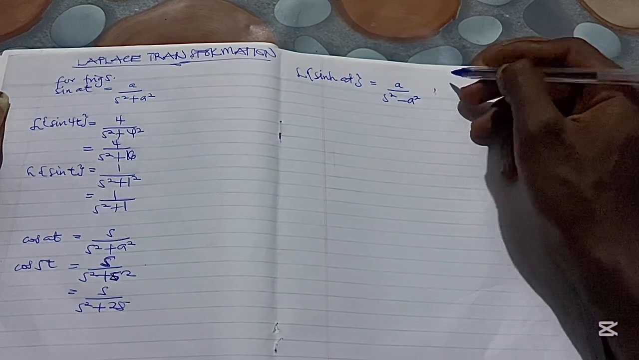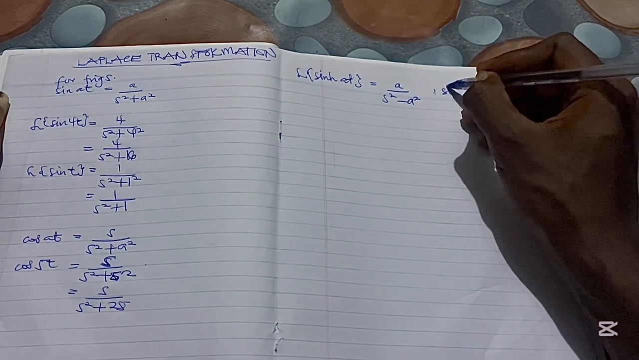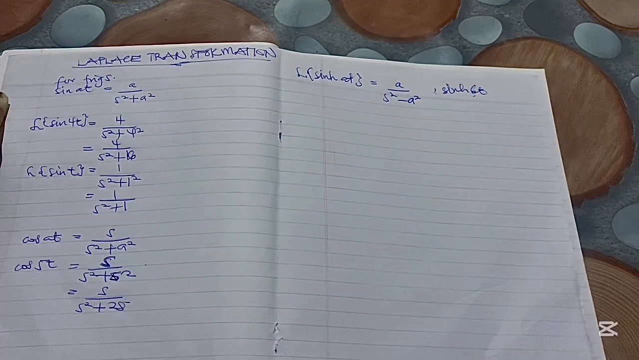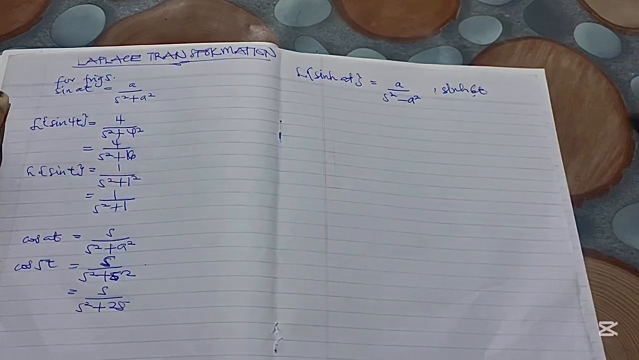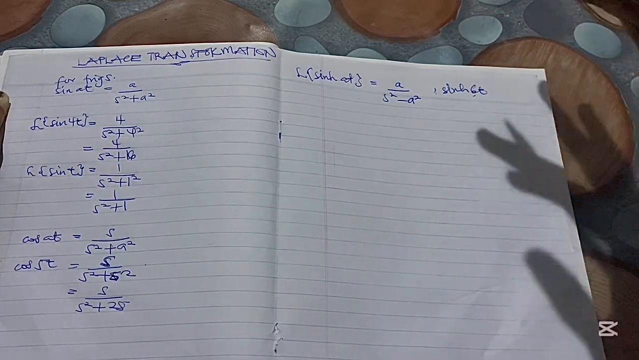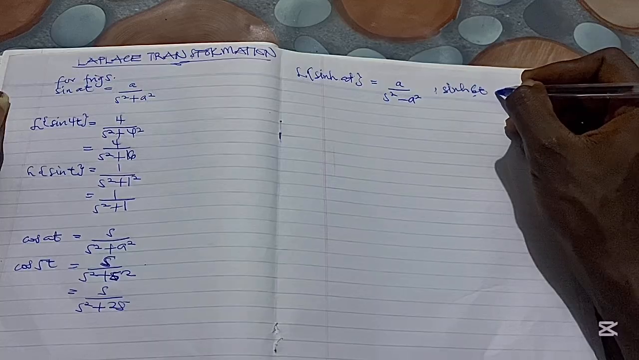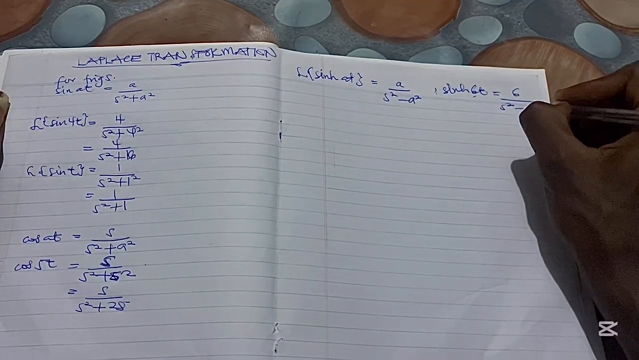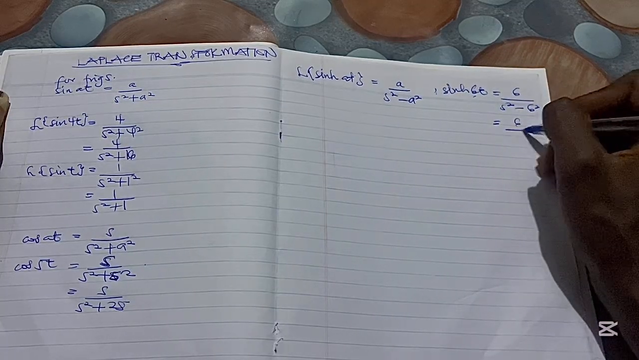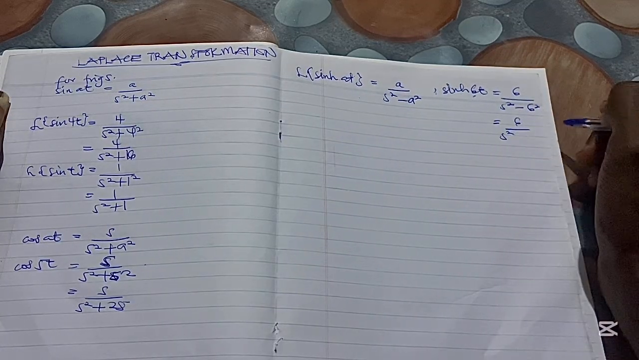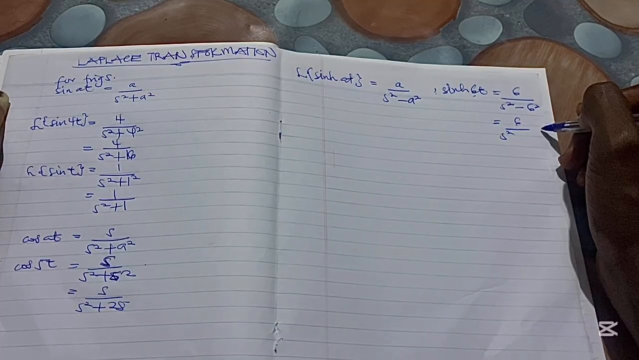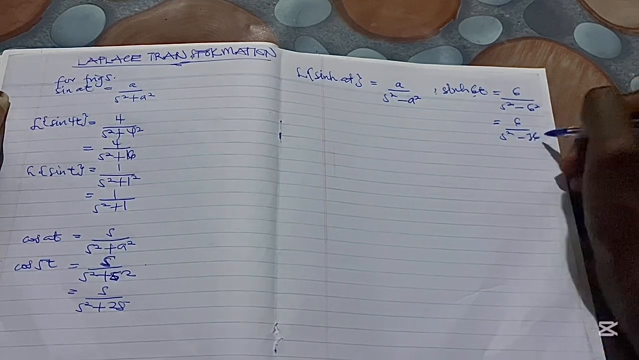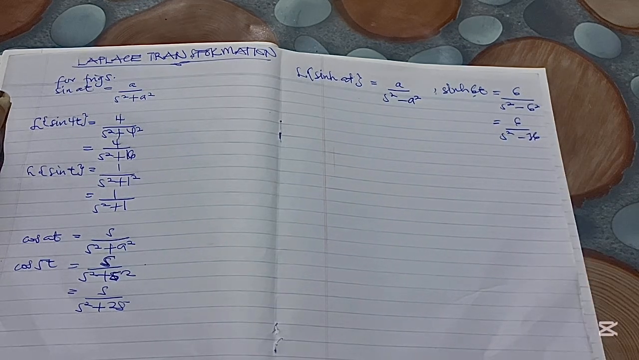So if you have to find the Laplace transformation of sinh 6t, you compare this to your a. Always remember that what is attached to the sin or the cos is the a. So this is going to be equal to 6 over s squared minus 6 squared, which is 6 over s squared minus 36. Is it clear? This is for the sinh part.